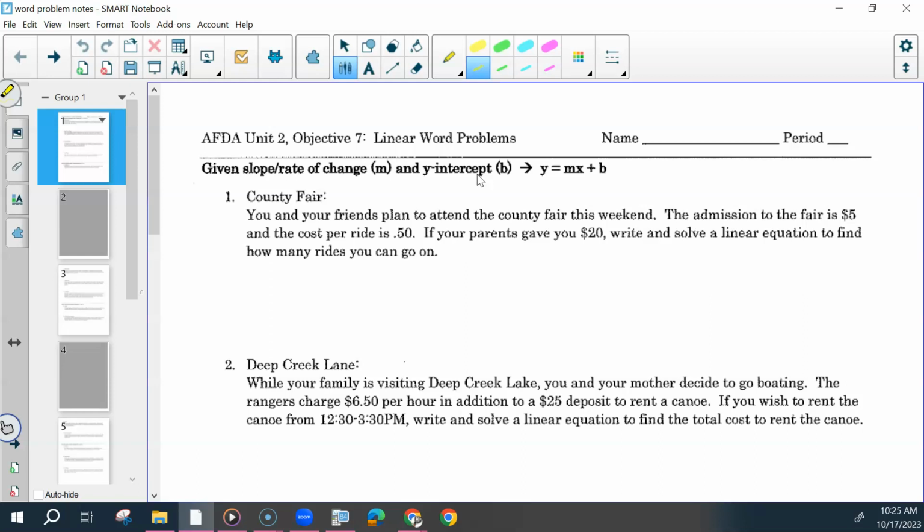So for the county fair, you and your friends plan to attend the county fair this weekend. The admission to the fair is $5, and the cost per ride is 50 cents. If your parents gave you $20, write and solve a linear equation to find how many rides you can go on. So what do you feel is important from that one? Okay. Anything with numbers is usually going to be important. What else? The cost per ride is 50 cents.